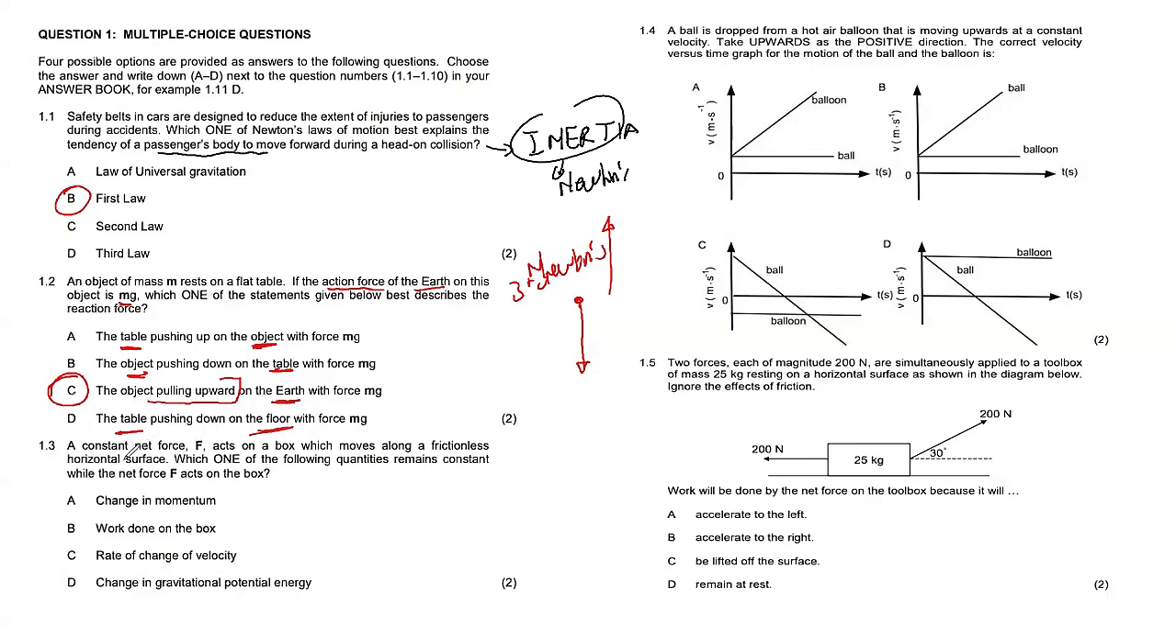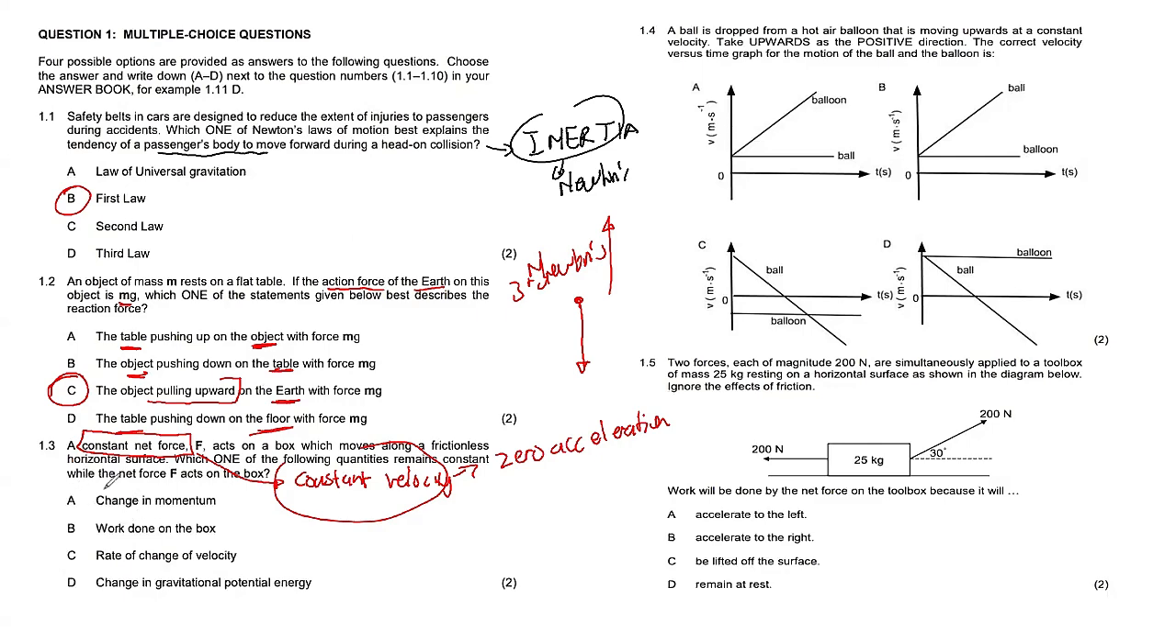Now 1.3 says a constant net force F acts on a box which moves along a frictionless horizontal surface. Which one of the following quantities remains constant while the net force acts on the box, right? Now they just said a constant net force. We know that when they mention constant net force, a constant net force helps to bring about a constant velocity, right? Now, if there is a constant velocity, we know that a constant velocity means that we have zero acceleration. So in all these options, we are looking for something that will be talking about acceleration here.